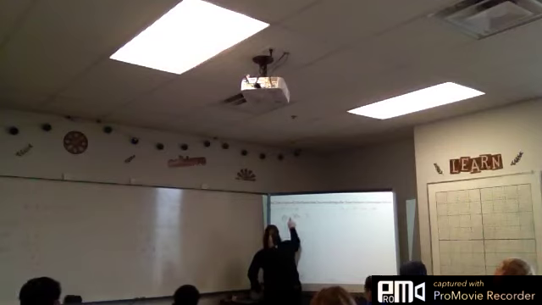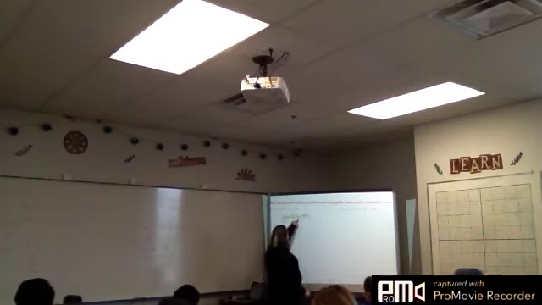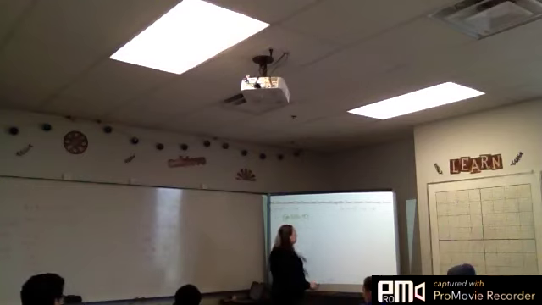What multiplies to give me negative 12 and adds to give me negative 1? 3 and 4. What's positive? What's negative? 4 is negative and 3 is positive, because if I do this, I get 3x and negative 4x, which gives me negative x. 3 and negative 4 is negative 12.